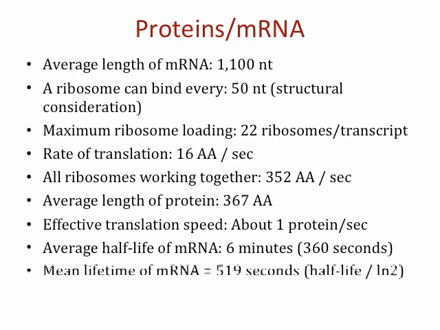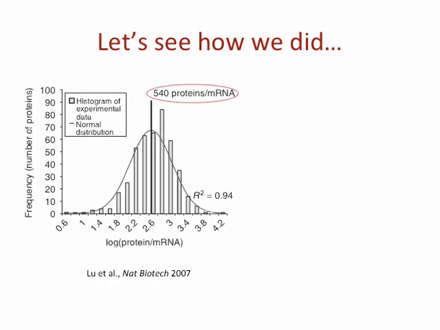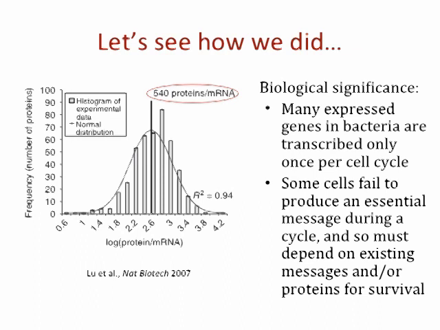So that becomes our estimate. There is some data that can measure this, and one data set shown here shows that there are about 540 proteins on average made per RNA in E. coli. So our estimate falls within this range.